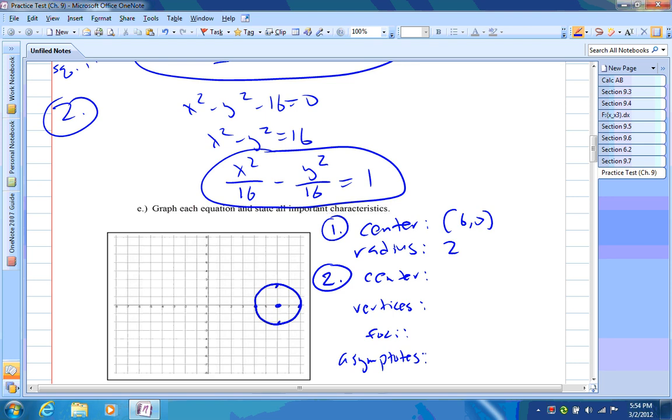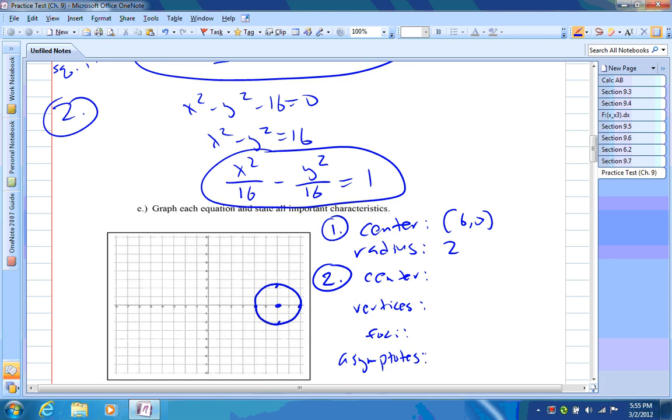But one other thing I want to mention is that when I ask to state all the important characteristics, I'm not going to tell you what the important characteristics are. You need to know that. So if you ask me during a test, like, okay, I have an ellipse, I don't know what the important characteristics are, I'm just going to shrug my shoulders. You need to know that.